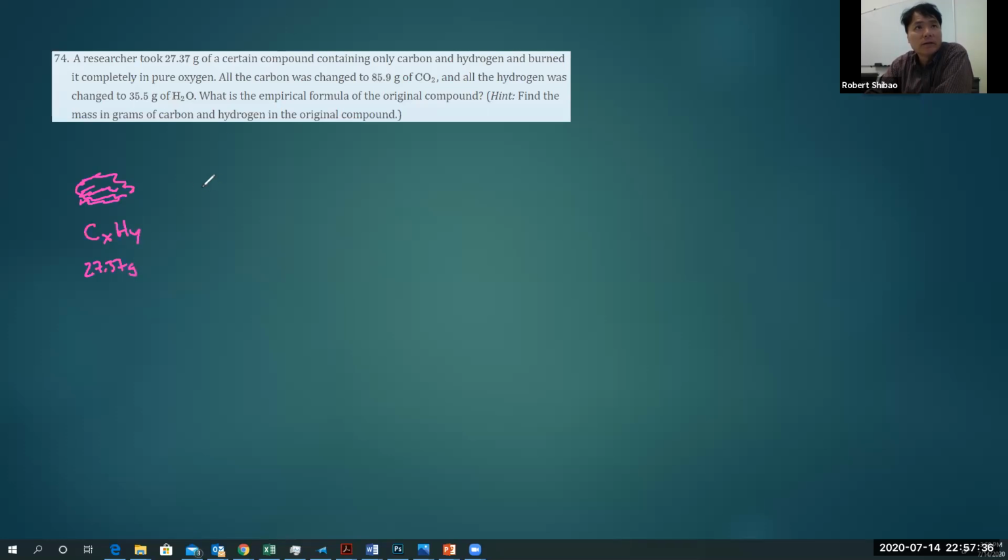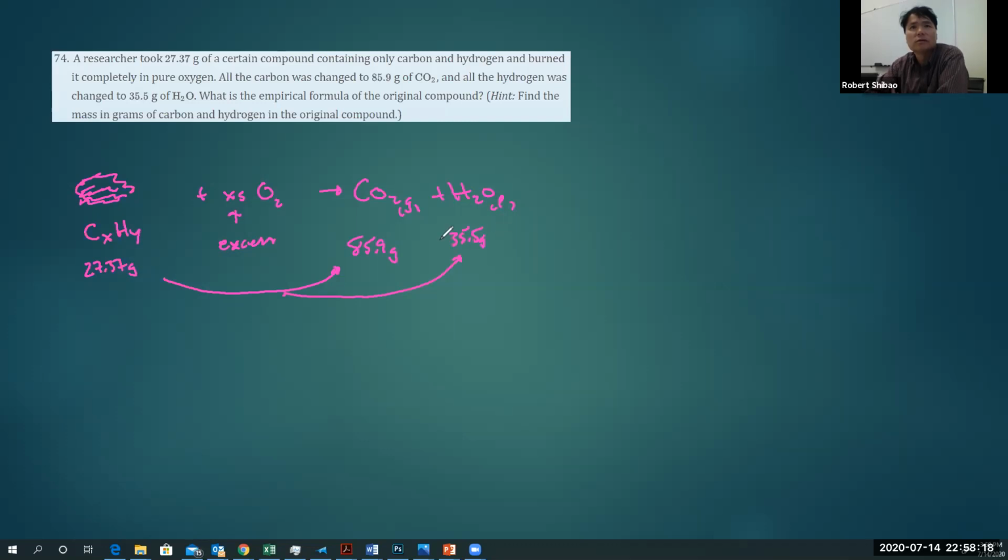And burned it completely. And so we're going to add what we call excess, meaning more than enough oxygen. And so this should be complete combustion. When this burns, all the carbon is going to end up in CO2 gas, and all the hydrogen is going to end up in H2O liquid. And so we can track that. All of the carbon was changed to 85.9 grams of CO2, and all the hydrogen was changed to 35.5 grams of H2O. It seems like the masses don't add up, but the masses do add up. This plus the oxygen, the total mass of the reactants, is equal to the total mass of the products. So it's called the law of conservation of mass.